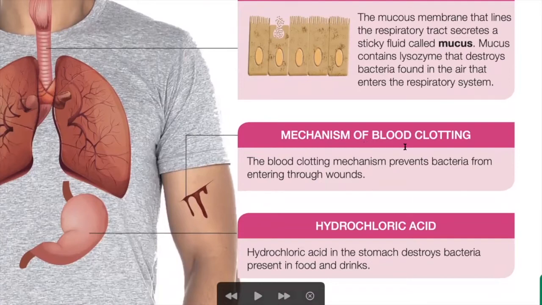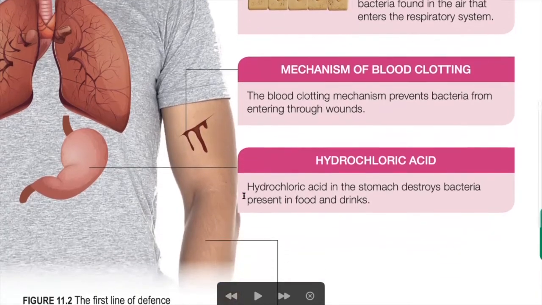The next one is mechanism of blood clotting. So basically, this will be helped by our platelet. Why? Because for example, if you accidentally cut your hand, for sure you are bleeding. So when you are bleeding, your blood vessel is exposed to the environment, because we know the environment contains bacteria. So the blood clotting will be done by platelet, so that in this infected area, there is a blood clotting.